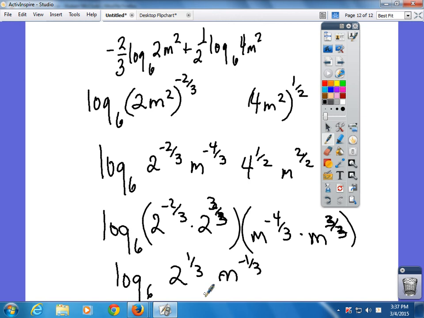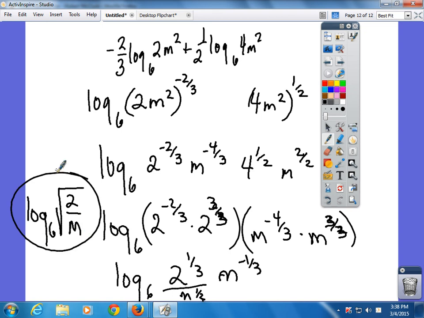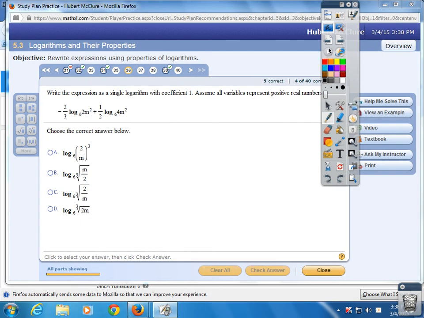And that one can come down, and that's m to the 1/3, and that's the cube root of both of them. That's where I messed up. Log base 6 of the cube root of 2/m. That's your answer. So, which answer is that? Cube root of 2/m. C.